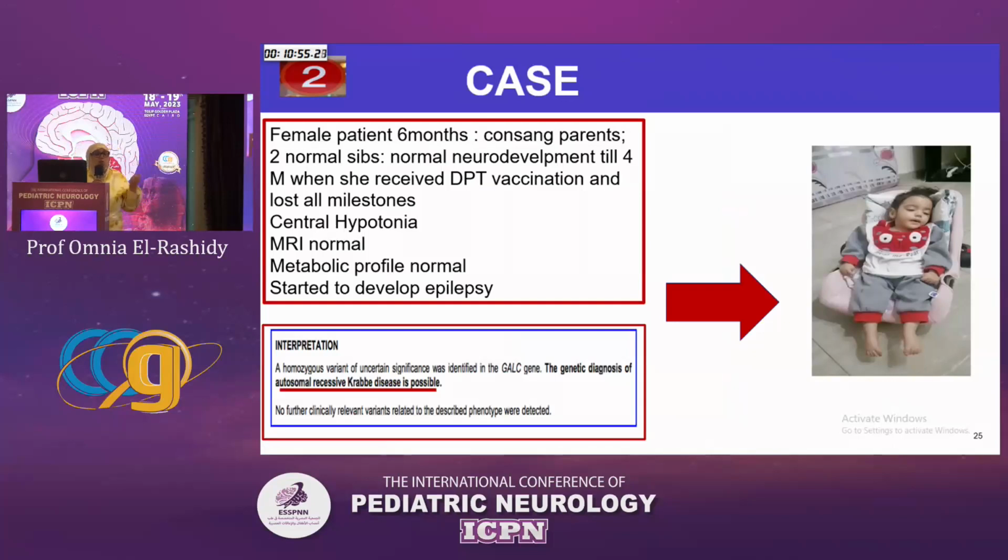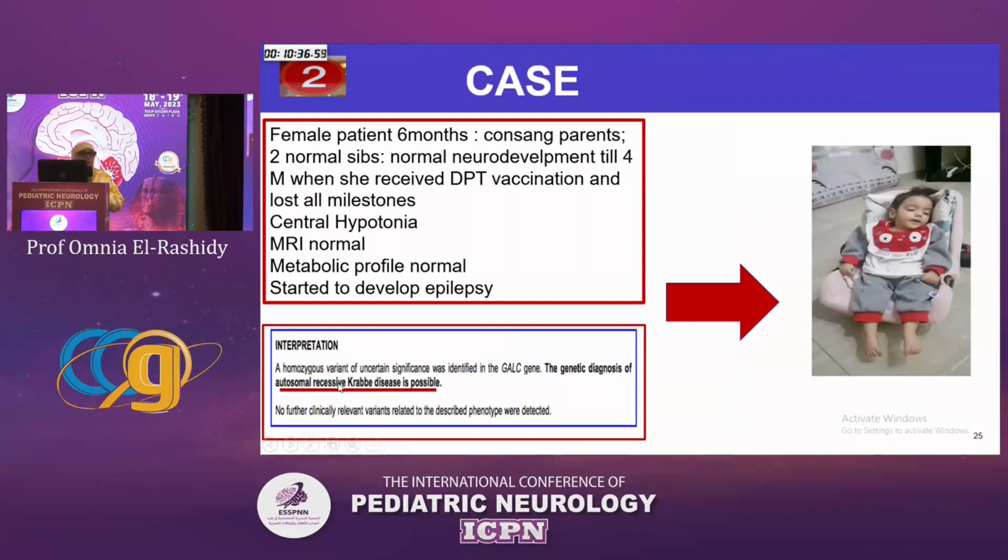Her MRI was normal, her metabolic profile was normal. The patient was not improving. She developed epilepsy. Okay, what can I do? Her MRI is normal, always normal. I go to whole exome sequencing.